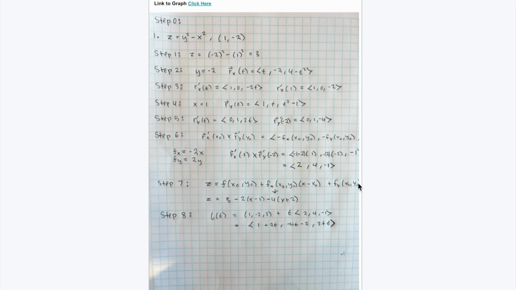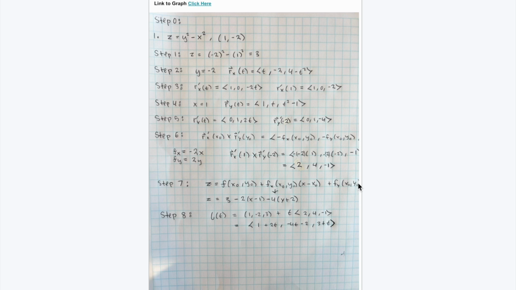And then for step 6, if you cross these two tangent vectors, you get a normal vector, which can help find the equation of the tangent plane. So when you cross those, you get (2, -4, 1), because the partial fx is -2x, and the partial fy is 2y. Then for step 7, the tangent plane requires a point and a normal, so you use the normal vector you just found, and the point that was given at the beginning, to get z equals 3 minus 2 times (x minus 1) minus 4 times (y plus 2).